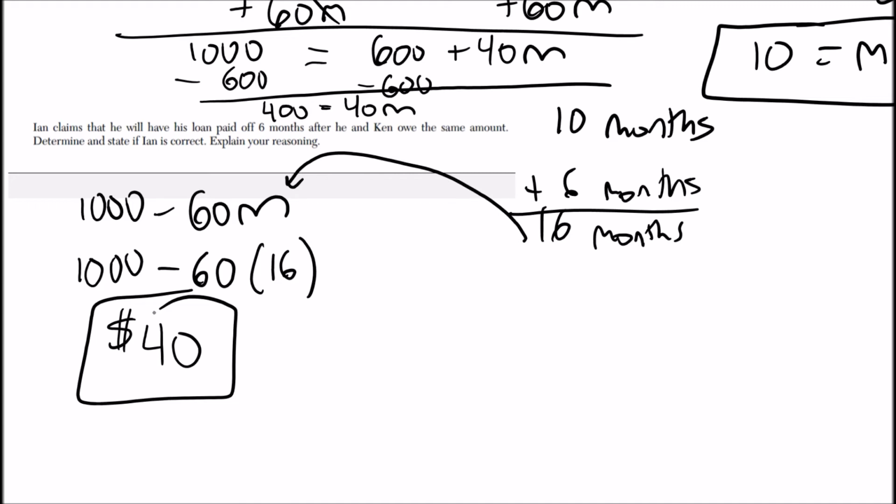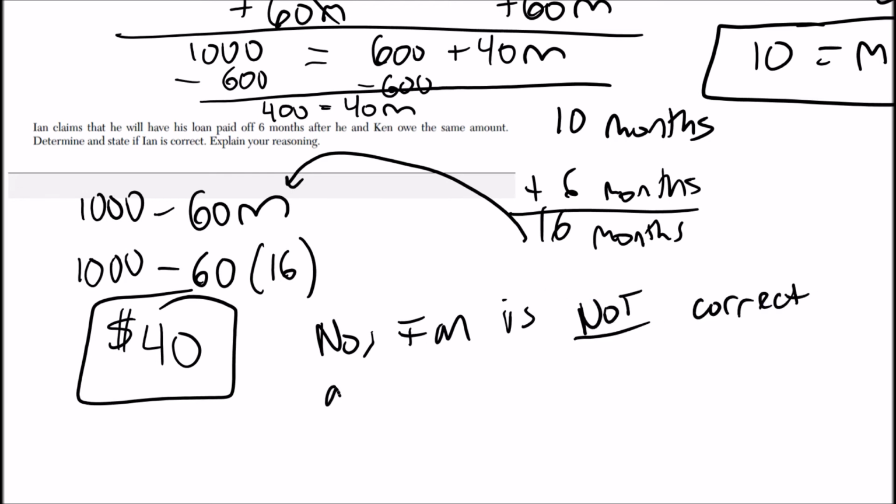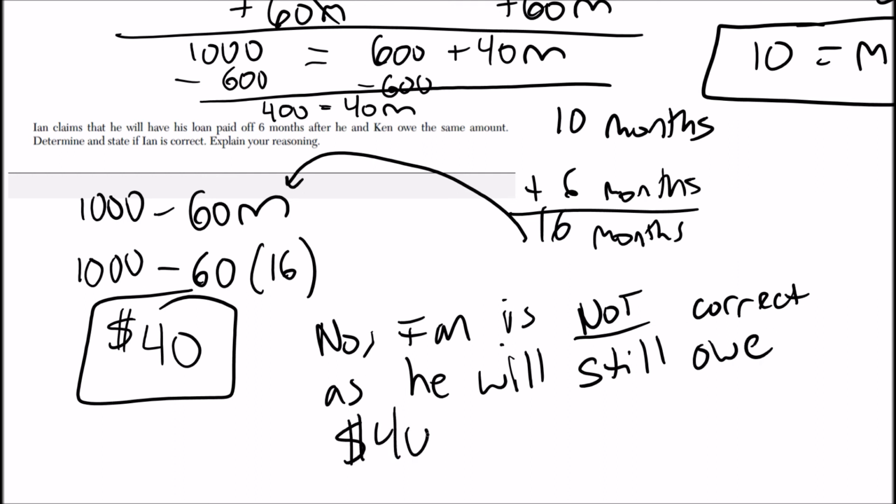So he has not paid off his loans. So no, Ian is not correct, as he will still owe $40 after 16 months. And there you have it.